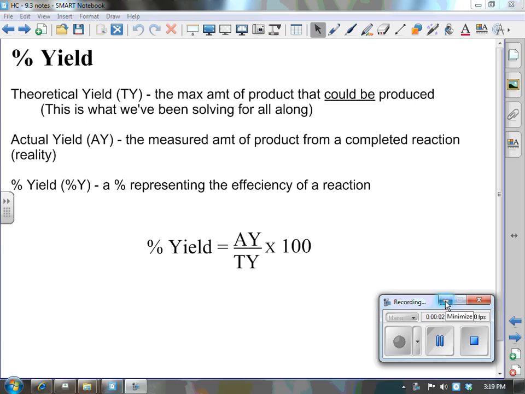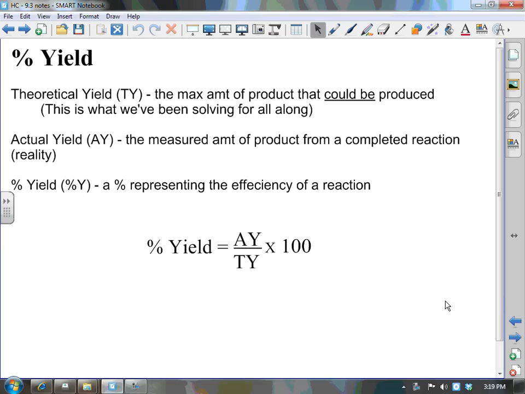In this video, we're going to talk about percent yield calculations. Now, with percent yields, all we have to do new is a percentage calculation. There's no new chemistry calculations. Two terms we got to talk about: theoretical yield.